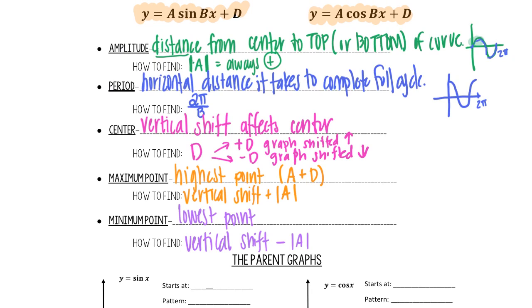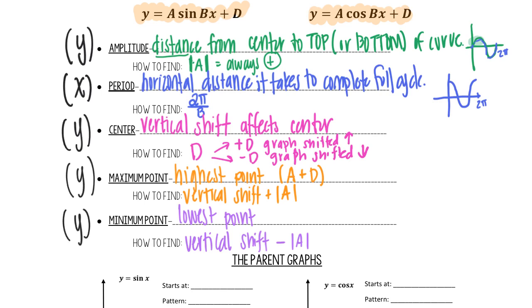Before we move on, I think it would be helpful for you to just take note of which of these variables affects the x-axis versus the y-axis, since we're going to be graphing these. The amplitude is the distance from the center to the top or bottom, so that is obviously going to affect our y-axis. The period affects the horizontal distance it takes to complete the full cycle. That'll affect your x-axis. The center is affected by your vertical shift. Vertical things are affecting your y-axis, and the maximum and the minimum are all on your y-axis as well. So just keep those in mind as we start graphing in a minute.